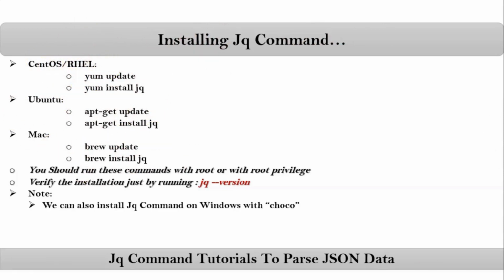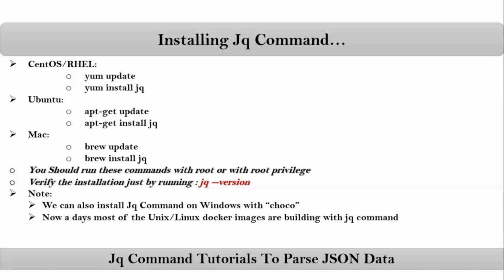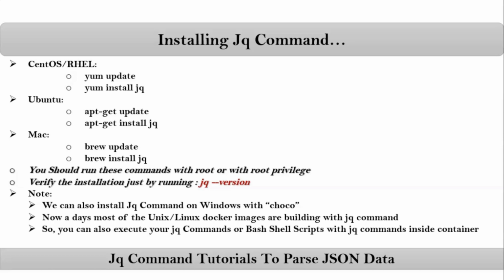And we can also install the jq command on Windows with Choco. Anyway, we are not going to cover that because our entire practice is on the Unix or Linux command line only. And nowadays, most of the Unix or Linux Docker images are built with the jq command. That means in your real time, you can also execute your jq commands or bash shell scripts with jq commands inside a container. That's it. Okay, thank you.